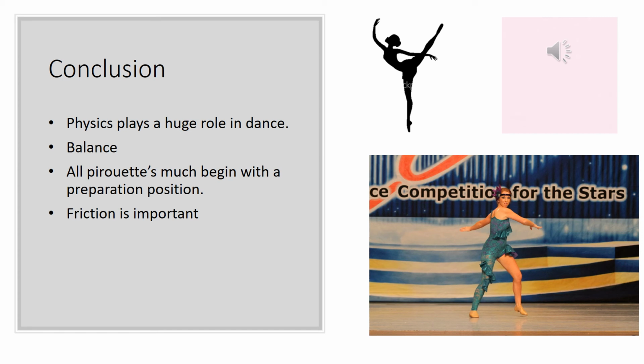It is important to remember all pirouettes must begin with a preparation position. This preparation position is always followed by a torque exerted against the floor. This torque on the floor against the dancer causes the angular acceleration that produces the turning motion. So without the preparation position, the dancer would not be ready to turn. Without the torque, there would be no angular acceleration, and in turn, there would be no turning motion.